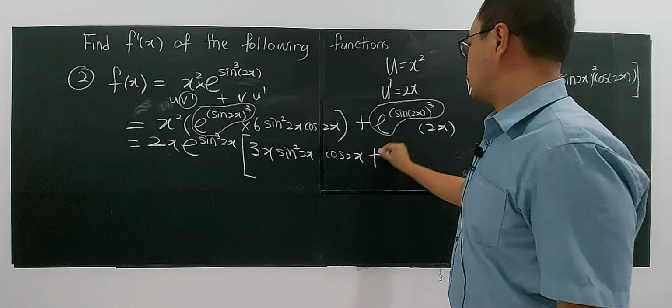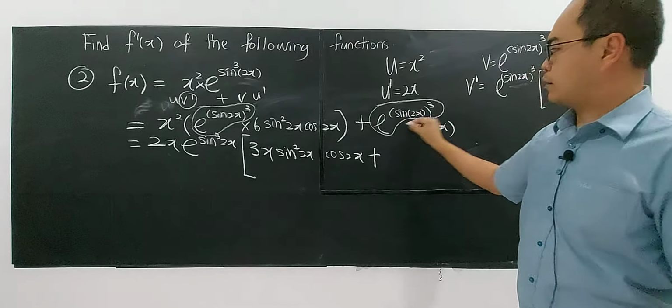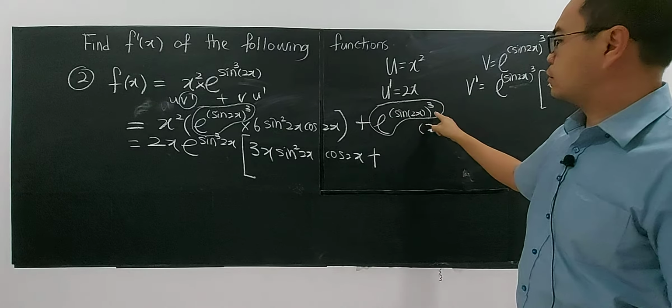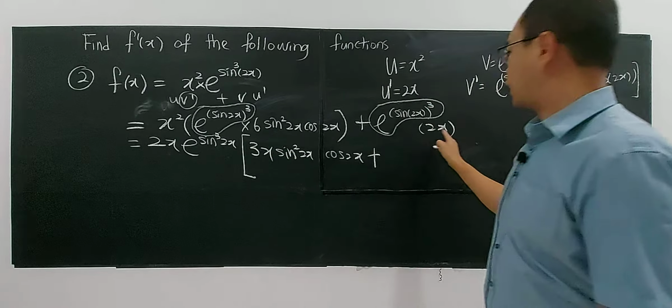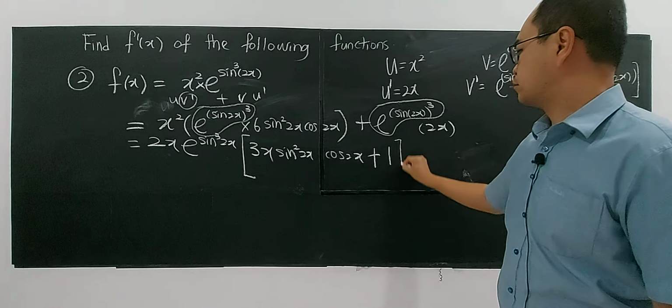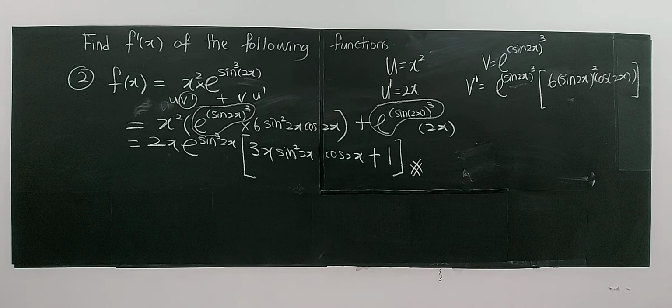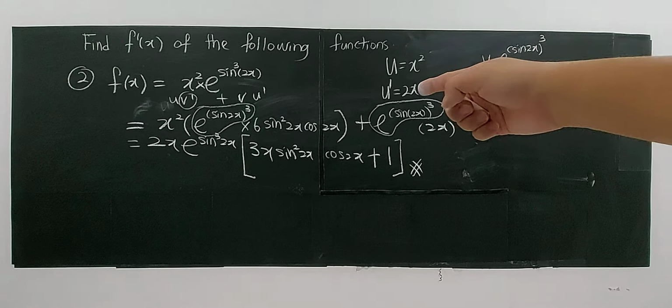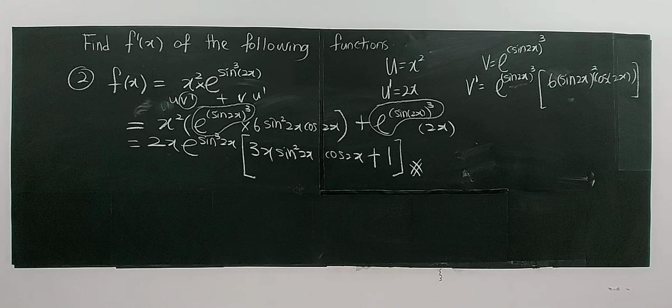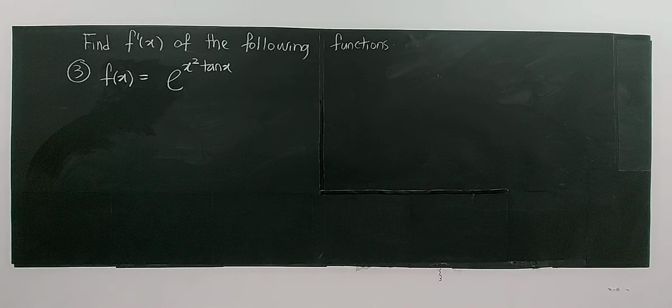So plus with this one have already factored out, right? You already factor out everything. So 2x also factor out, so you have 1. So this is the answer for this question. So look at how I differentiate by using product rule. Let's go for another example.